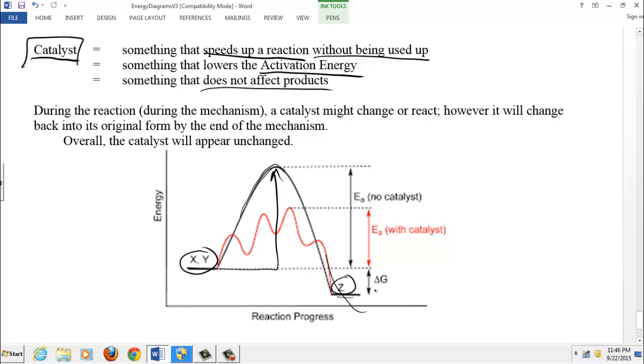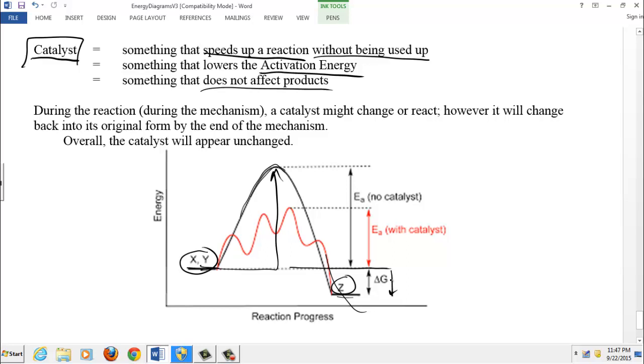And is this reaction exergonic or endergonic? Or in other words, is it spontaneous? The answer is it's exergonic. It's spontaneous. It started high, goes down low. Delta G is negative.